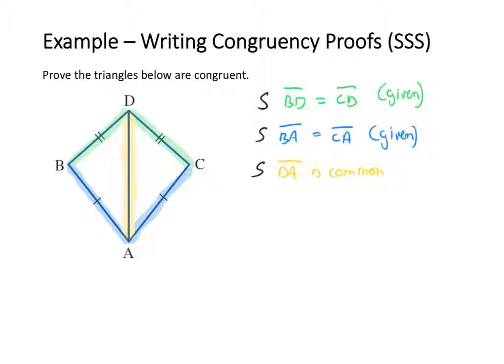So now that I've got my 3 lines of working, I finish it off by writing a congruency statement. So therefore, triangle DAB is congruent to triangle, and when I label the second triangle, it has to be in the same order. So I'm going to label it DAC. And I know that it is congruent because of the rule side, side, side. So that is an example of how we write a proof to prove the 2 triangles are congruent using the rule side, side, side.